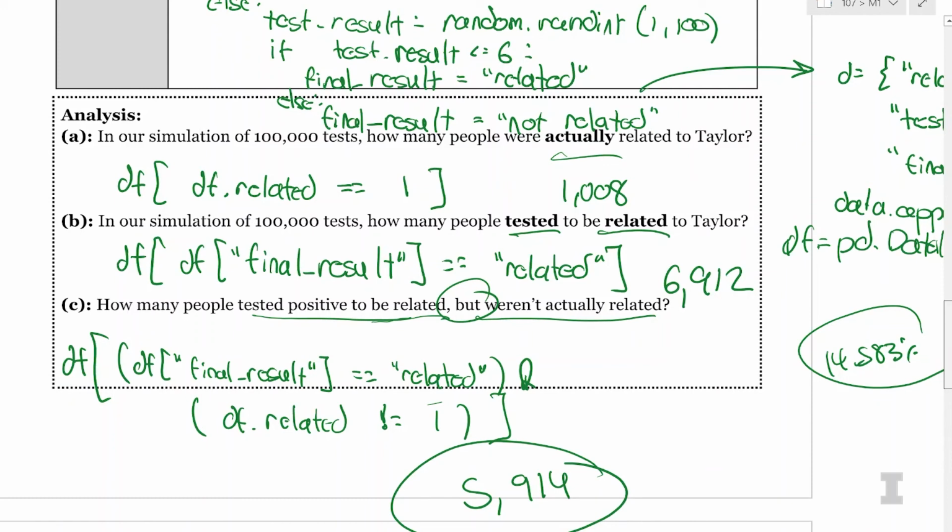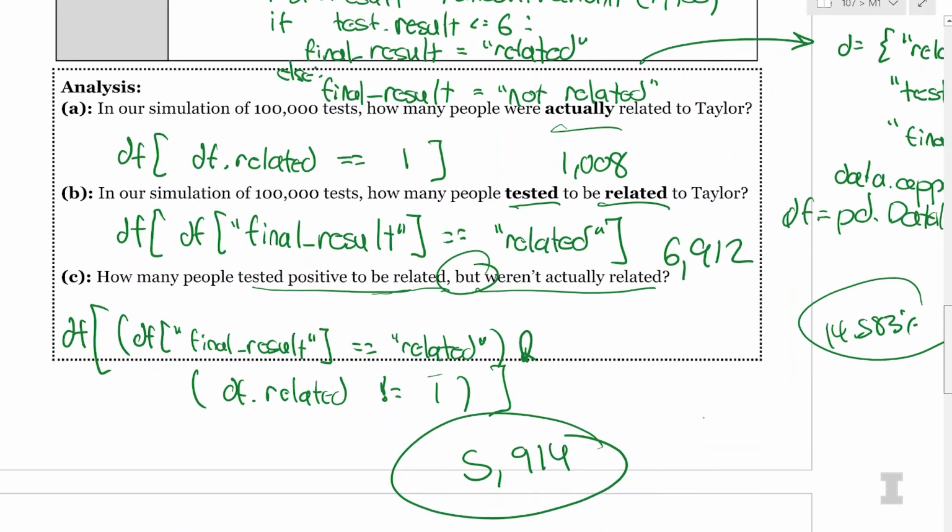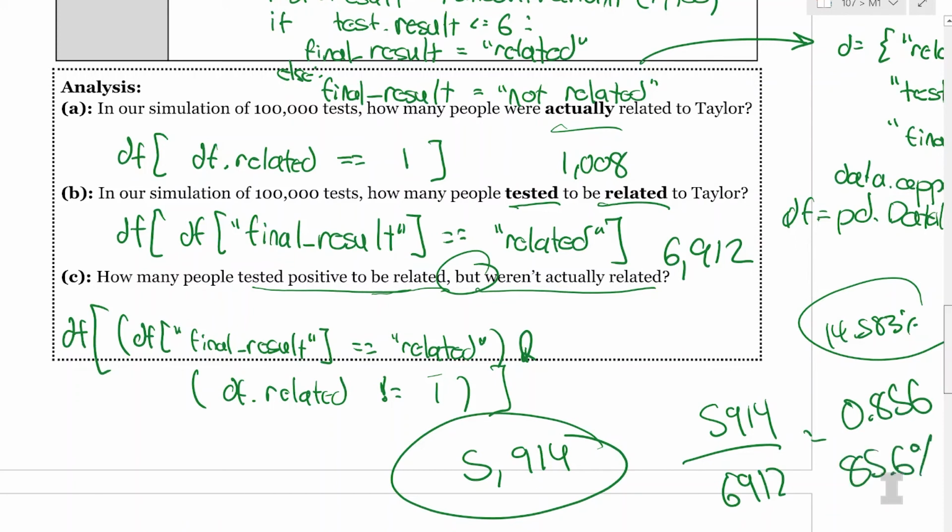Now if we do 5,914 divided by 6,912, we can get the false positive rate. And that is 0.856. So 85.6% of people had a false positive result in this particular genetic test. Wow. More false positives than true positives. Yeah, a whole lot more false positives.